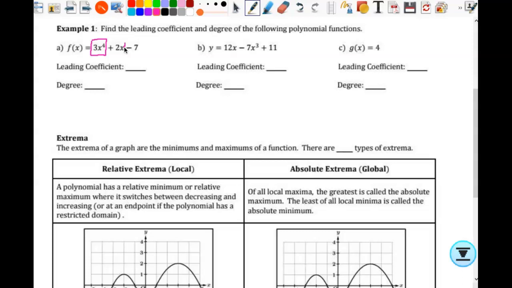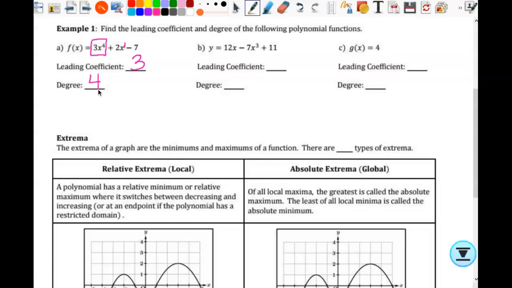But then my leading coefficient is what? 3, because it's just the number. And what's the degree? 4, okay? So this is a 4th degree polynomial. So tell me, in a 4th degree polynomial, how many possible real zeros do I have?